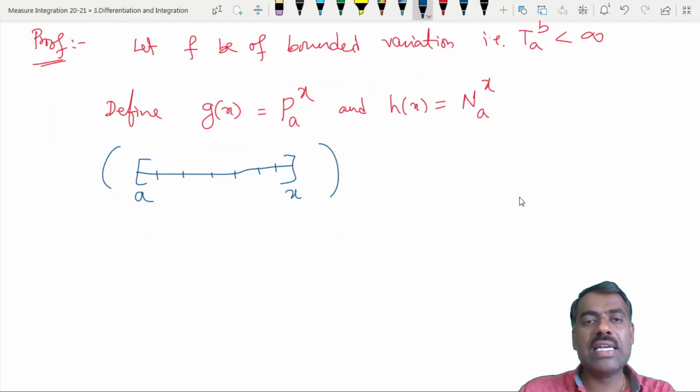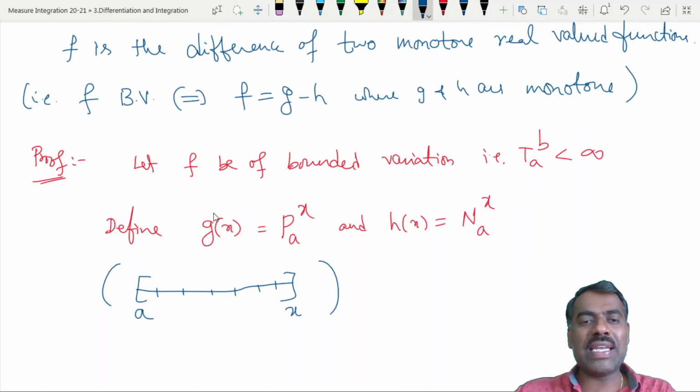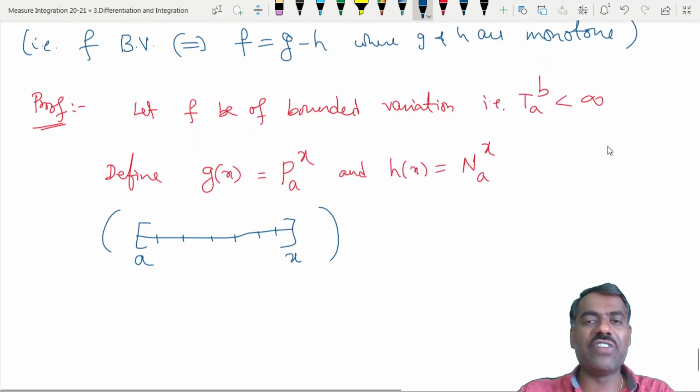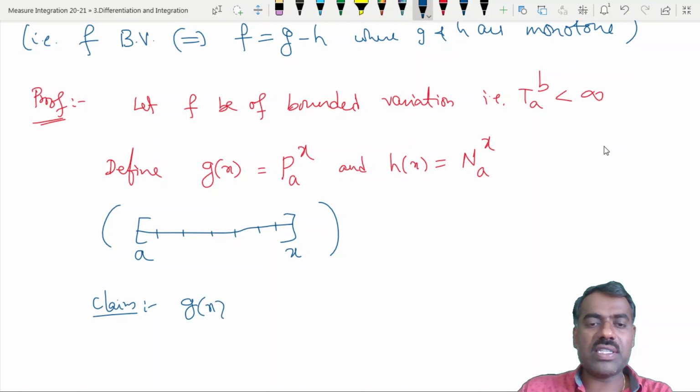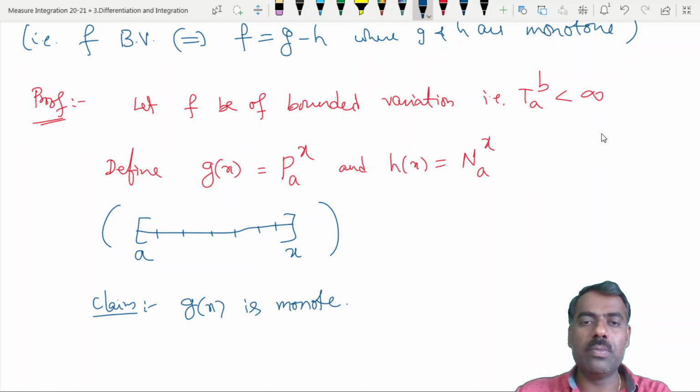Now we will show that clearly f is equal to g minus h, that is f of x is equal to P_A^x minus N_A^x, which you can see is the same as f of x, right? So the only thing we want to show is that g and h are monotone and real valued functions. So we will show our claim that this g of x is monotone. Same way you can show that h of x is also monotone.